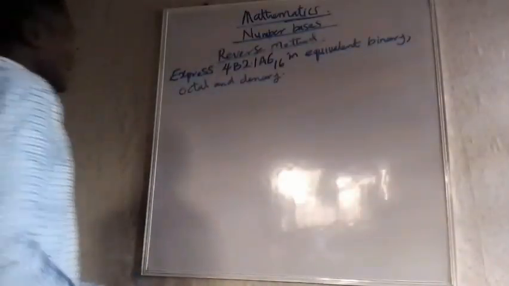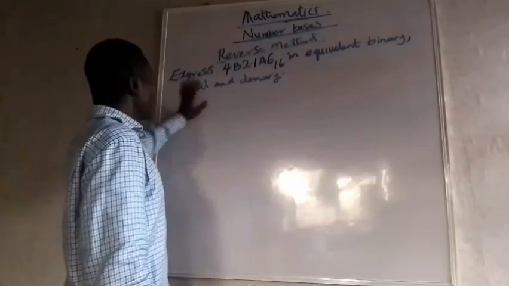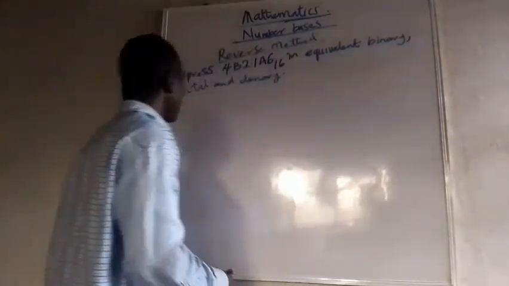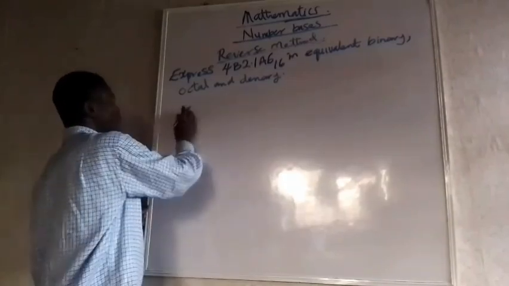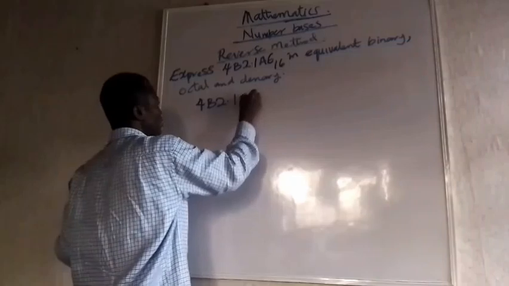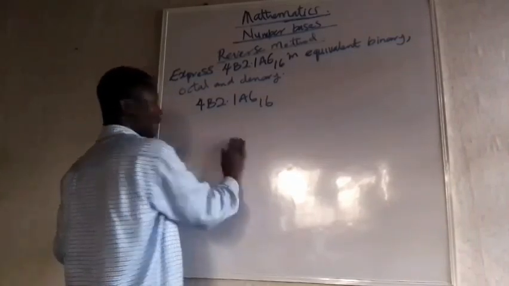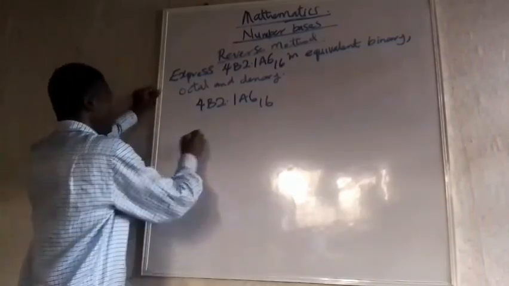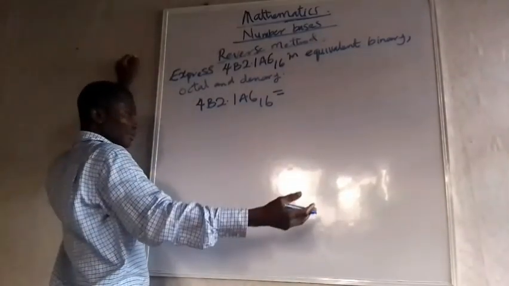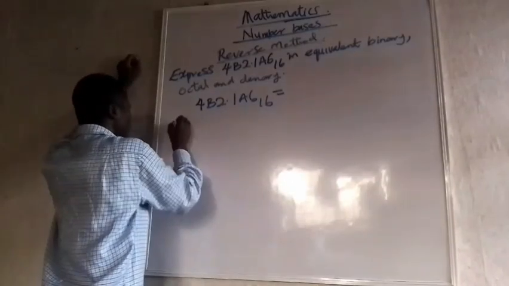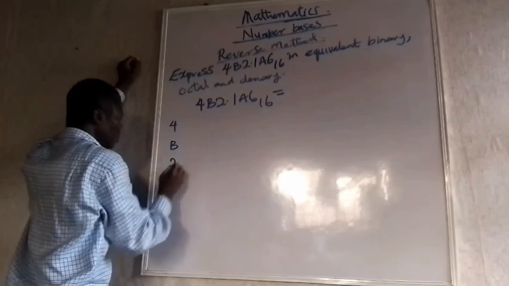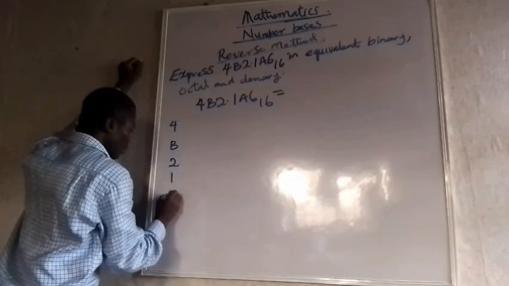Now let's consider the reverse operation. We have to express 4B2.1A6 in base 16 in equivalent binary, octal and decimal. So what do we do? We have 4B2.1A6. Let's convert it first to binary, just like we did the other one. We have to express each of them in 4 digits of binary. So we are going to have 4B2.1A6.